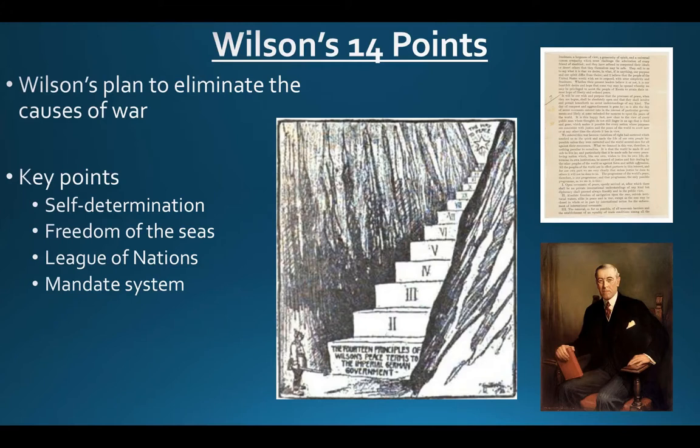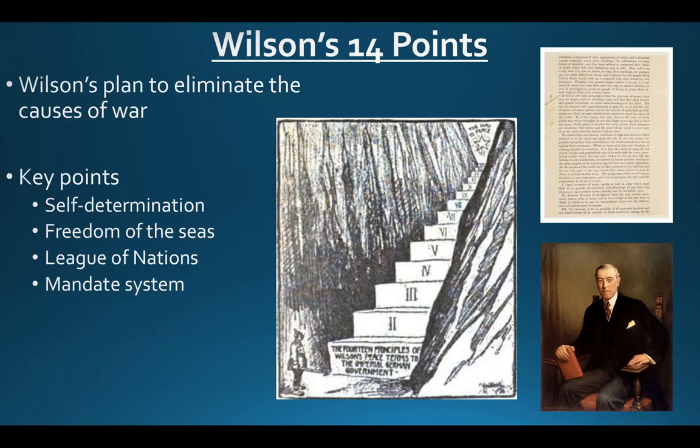So with the war wrapping up and coming to a close, the United States President Woodrow Wilson wanted to have a say in the post-war world, and he is going to develop what is known as the 14 points. And Wilson's plan is essentially trying to eliminate the causes of war. So while there are 14, we're really only going to go over 4 of these real quickly here as the key points that you should take away from this, right?